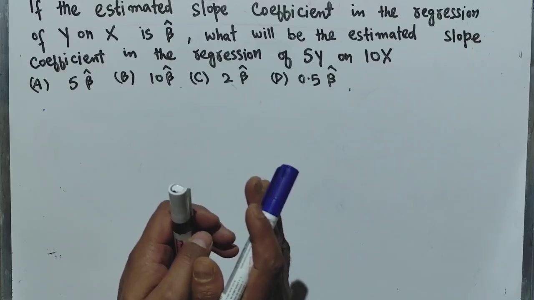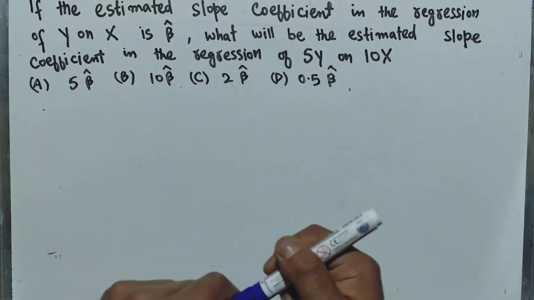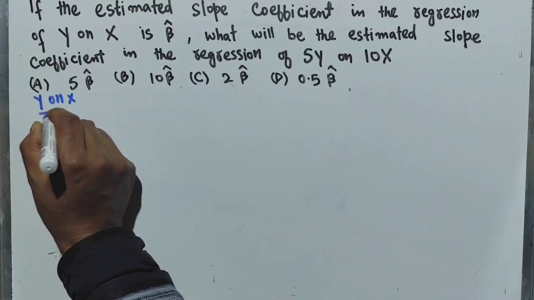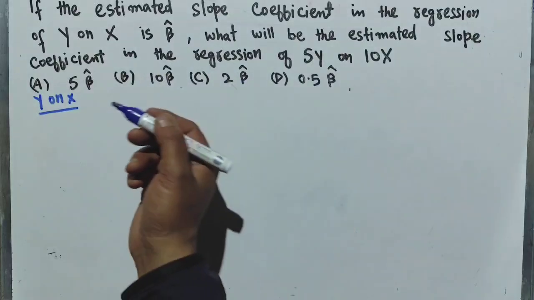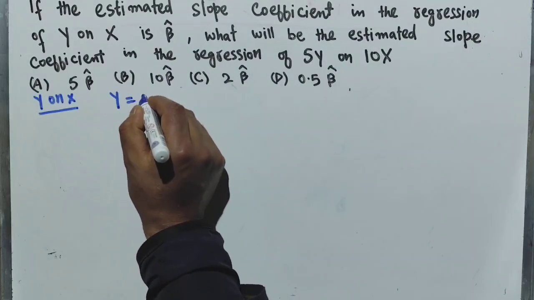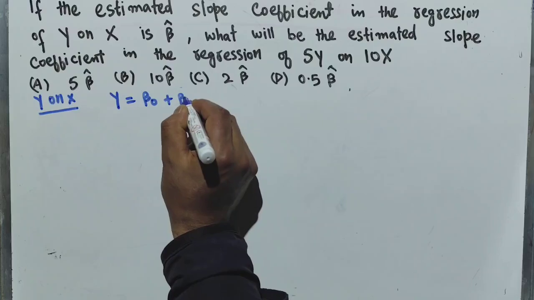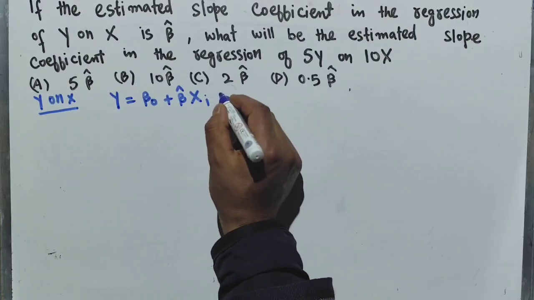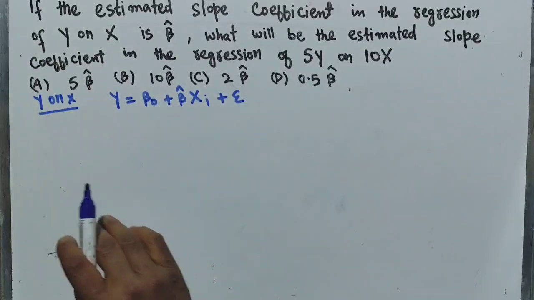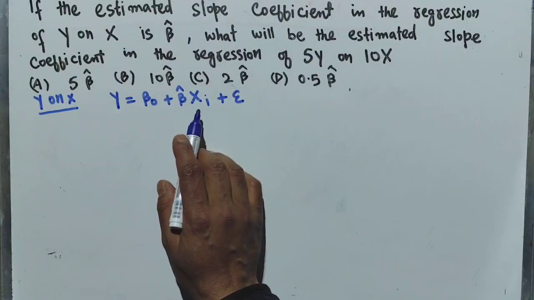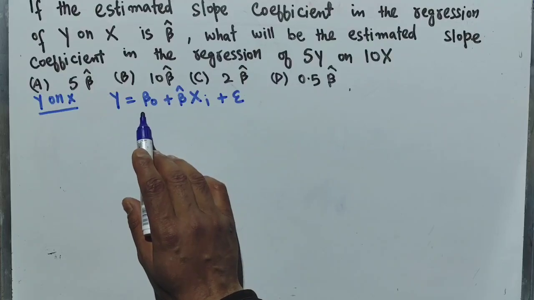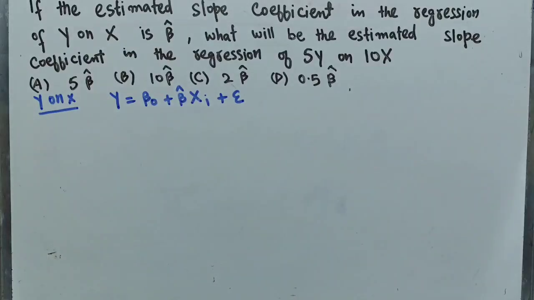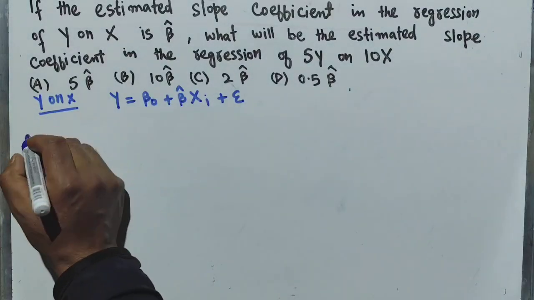What is the equation for linear regression of y on x? The equation is y is equal to beta naught plus beta hat times x_i plus e, where y denotes the dependent variable, x_i denotes the independent variable, beta naught denotes the intercept of the regression line, and beta hat denotes the slope. We are interested in finding out beta hat. So how do we calculate the slope?